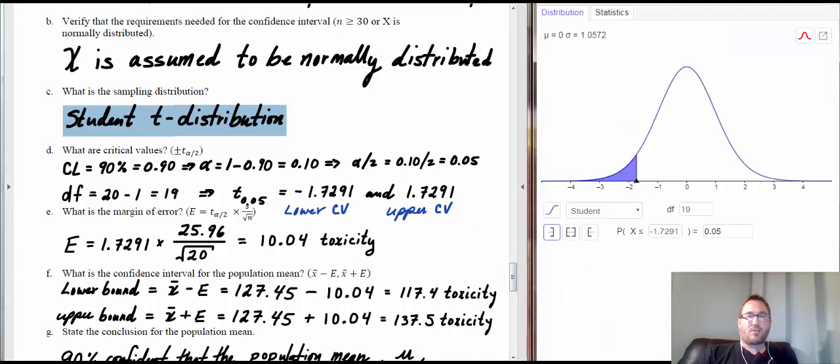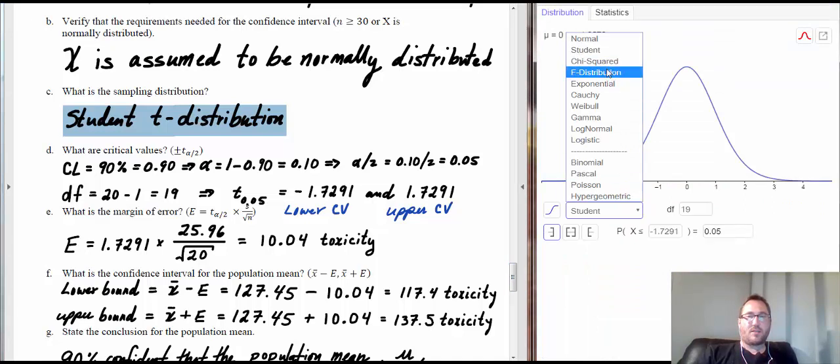So now I can jump over here on GeoGebra and bring up the student t calculator. For short there, it just says student.